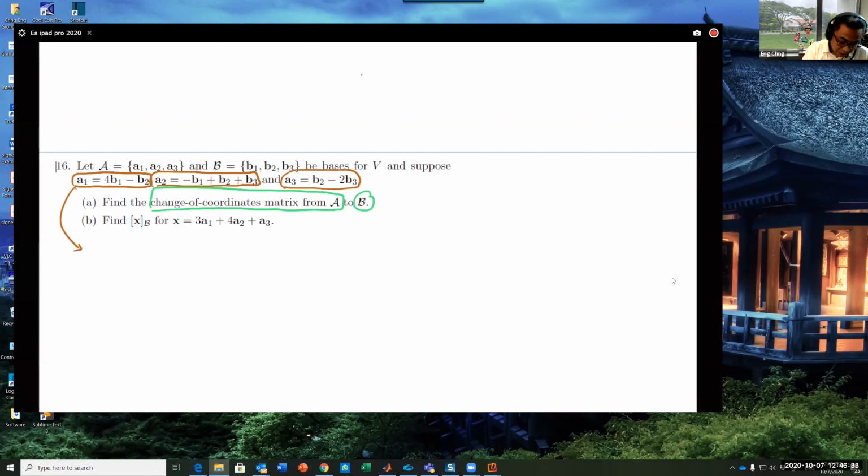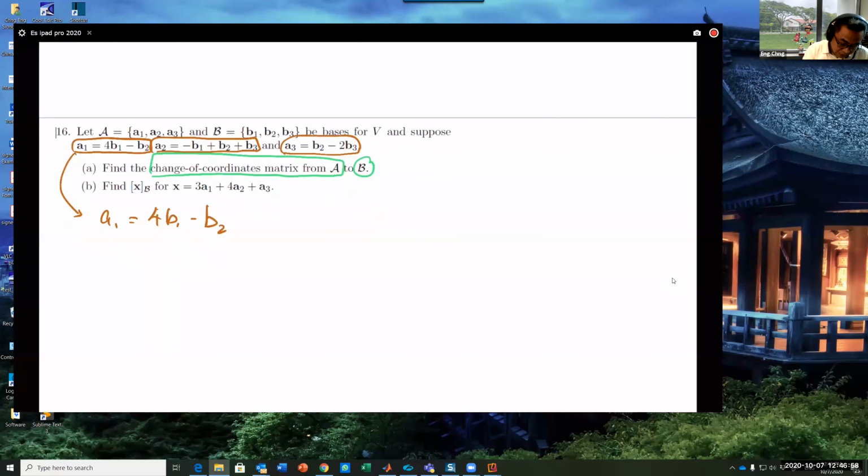The given information is basically telling you that A1 represented by B looks like this. That means traversing along A1 is equivalent to traversing 4 times B1 minus B2. That's what he's telling you. And then he gives you different information for A2 and A3.